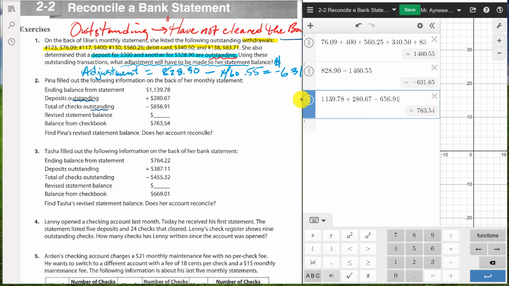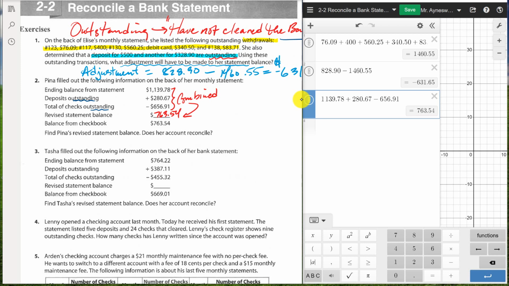Okay. And notice that we have $763.54. So I'm going to put that in there here. Okay. So we have $763.54. That's all of these combined. Okay, you would get this number right here, and notice that it matches the checkbook here. So if the bank statement combined with the deposits and the checks outstanding matches your checkbook, we say that it reconciles.